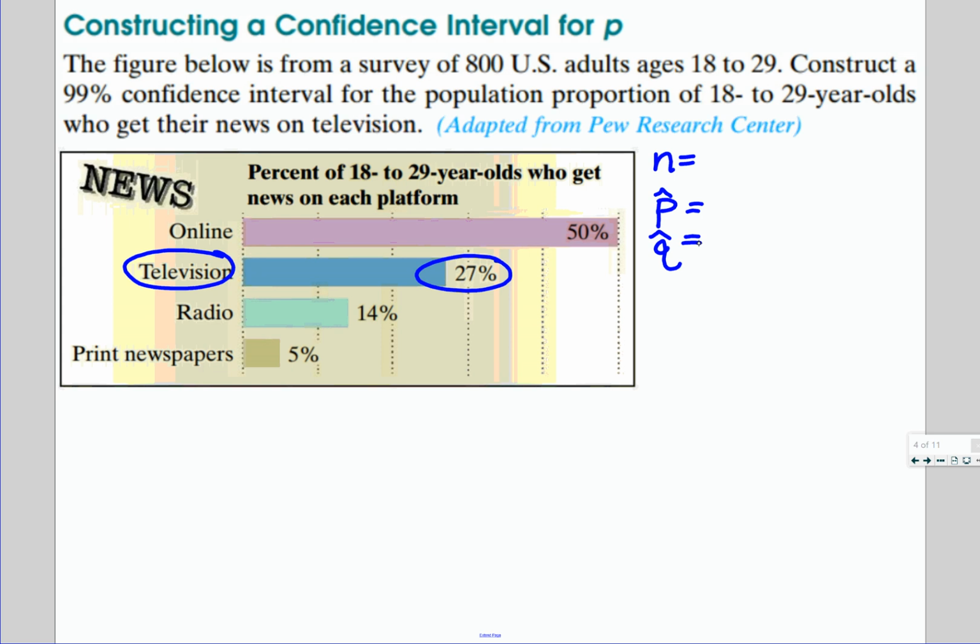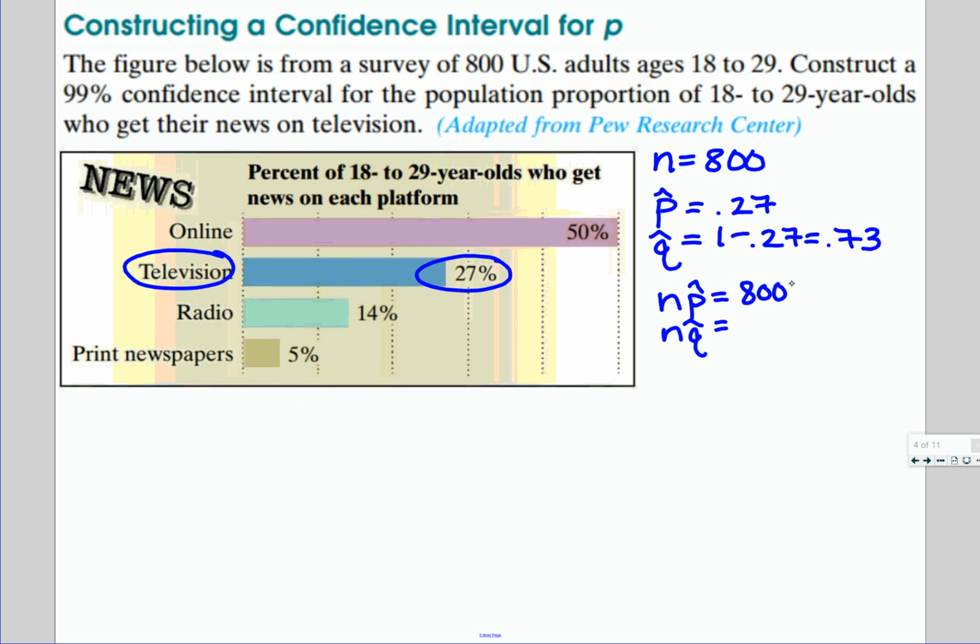All right, so what's n? 800. p hat is the number of successes. Now here we don't have to calculate it because we were told the number of people that get their news from TV is 27%. So the number of people that don't get their news from TV is what percent? One minus the complement, 0.73.